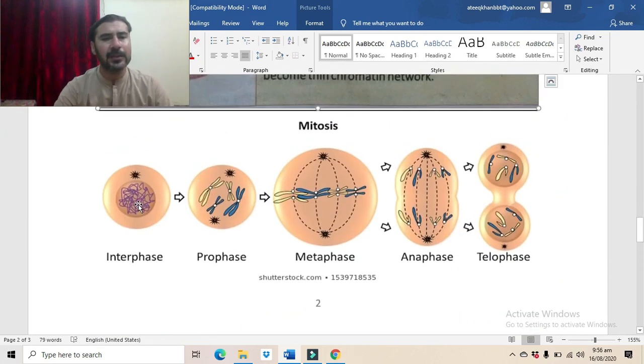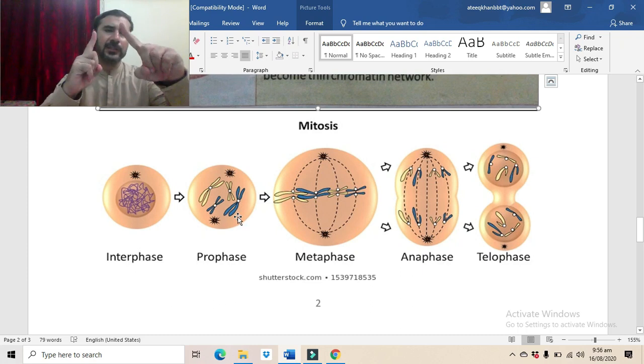In interphase the chromosomes are in this chromatin form. Now in prophase the chromatin is coiled and condensed and shortened, and these chromosomes are formed. Now look at these chromosomes. This is one chromatid, and this is another chromatid.